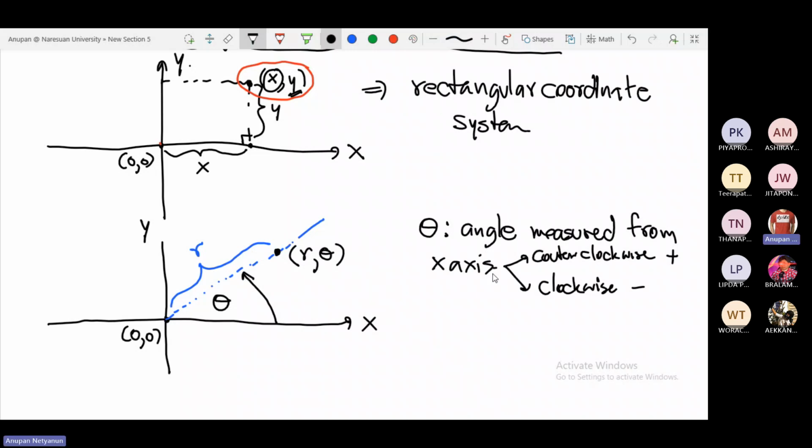Now, in this system that you specify your point by r and theta like this, we call it polar coordinate system.